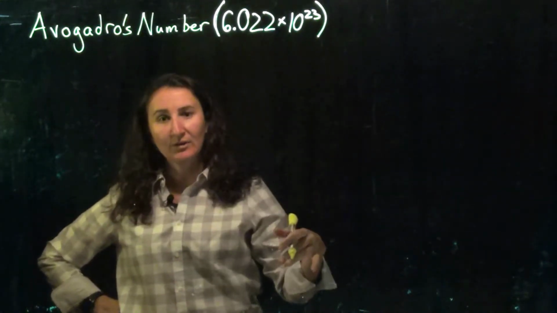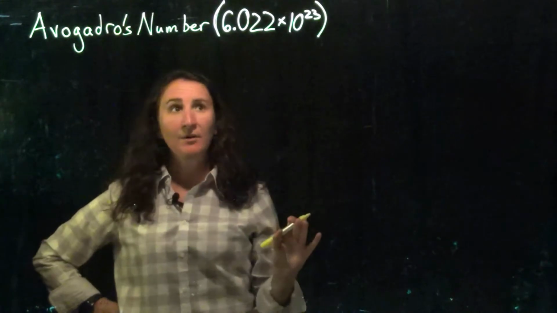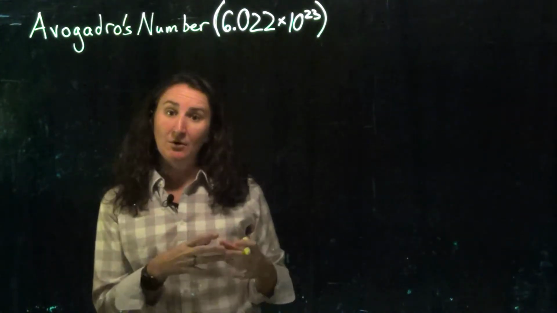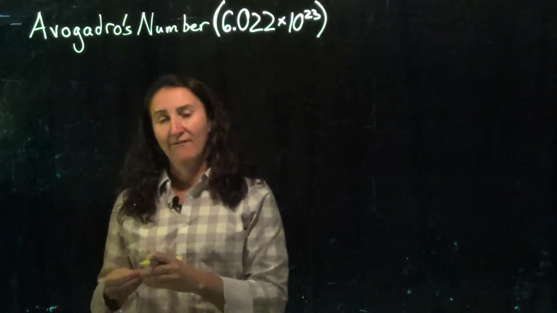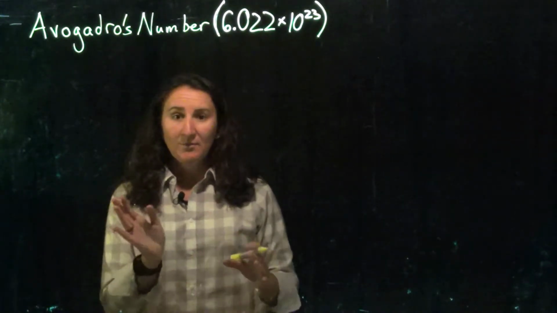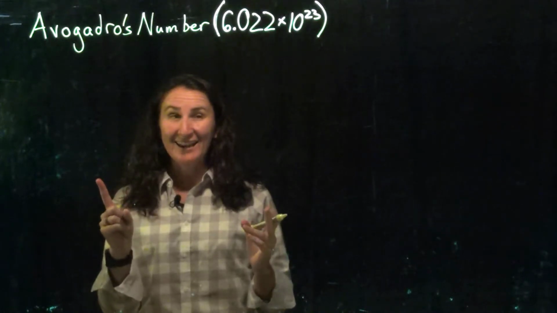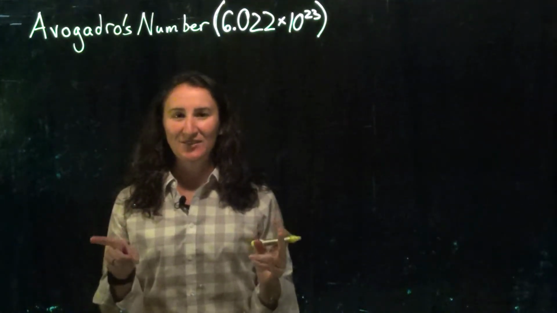a mole of molecules. And so we can use this number to figure out if we have a mole of a substance, how many individual atoms or how many different particles do we have within that substance. And so we're going to practice going back and forth using that number as our conversion factor in today's video.